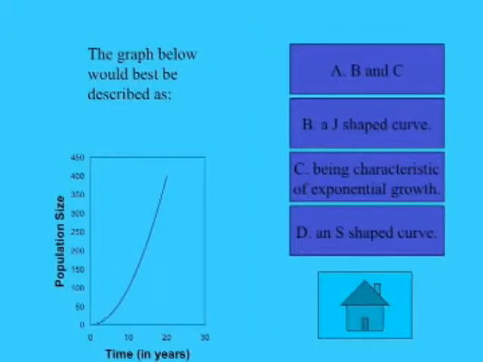Okay, populations for 100 points. The graph showing a J curve would best be described as, okay, B, a J curve. C, being characteristic of exponential growth. And D, an S-shaped curve. Okay, and the answer is C, being characteristic of exponential growth.